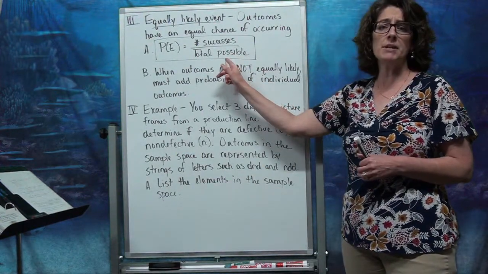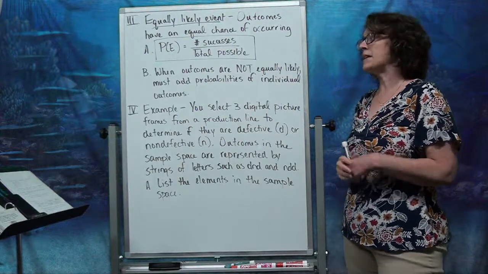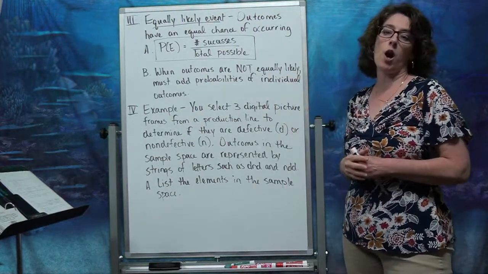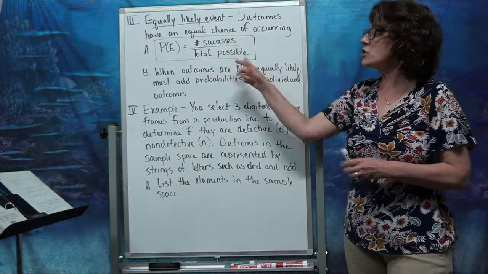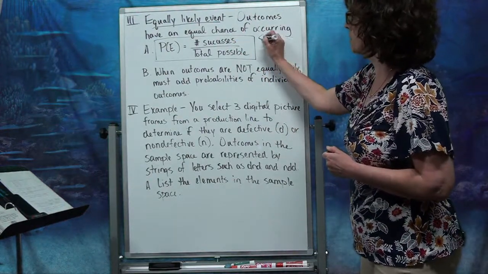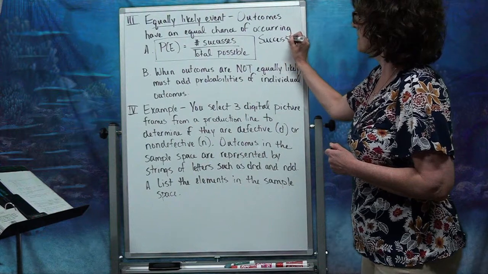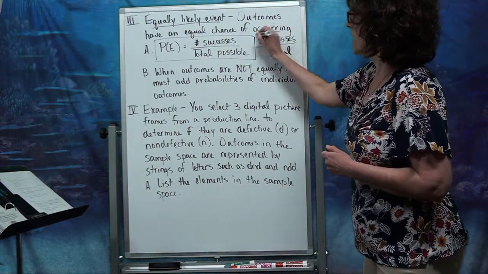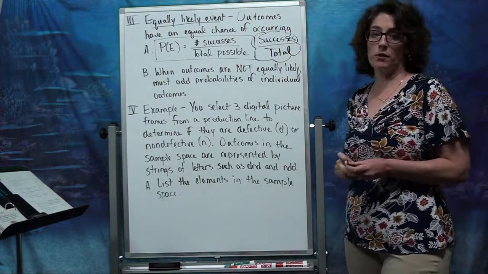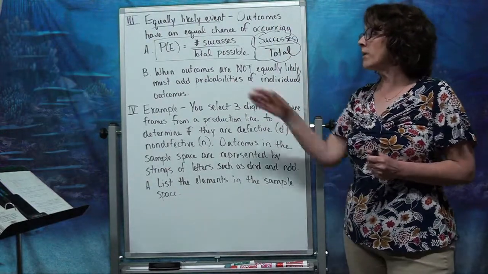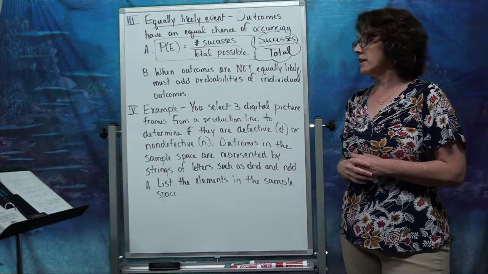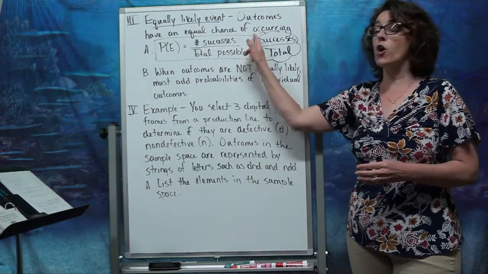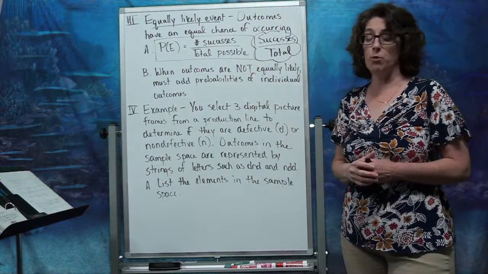This is the more common definition that is used. That's why it has a box around it. And the other one is used a little bit, but this is the more common, the one that you see. Successes over total is how I frequently abbreviate it. Successes over total. And that is my definition or my formula for probability. But when the outcomes are not equally likely, then you have to add up those individual probabilities. If they are equally likely, then it's a very simple formula.